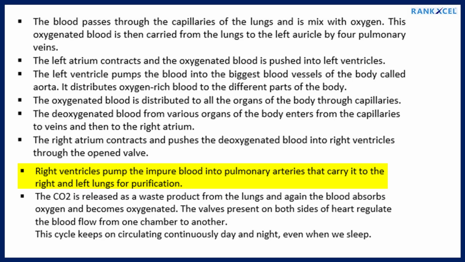The right ventricle pumps the impure blood into the pulmonary arteries that carry it to the right and left lungs for purification. The CO2 is released as a waste product from the lungs, and again the blood absorbs oxygen and becomes oxygenated. The valves present on both sides of the heart regulate the blood flow from one chamber to another. This cycle keeps on circulating continuously day and night, even when we sleep.